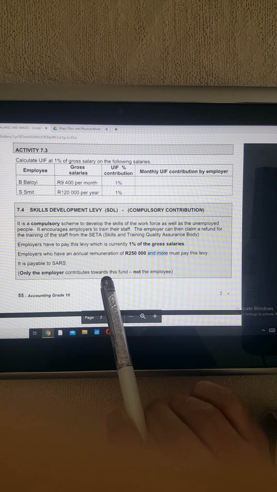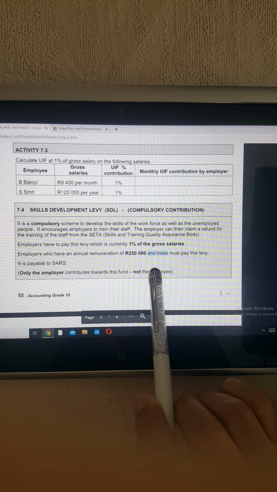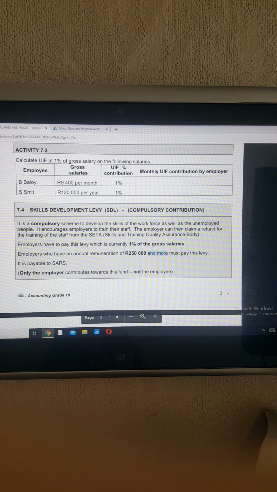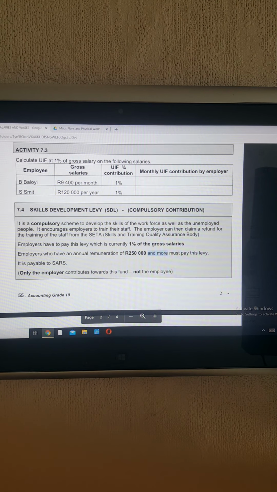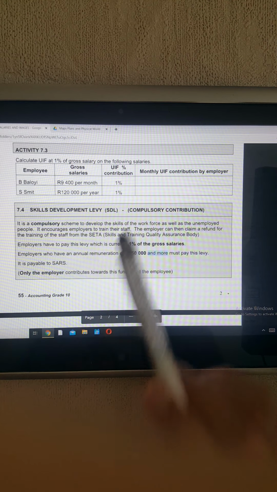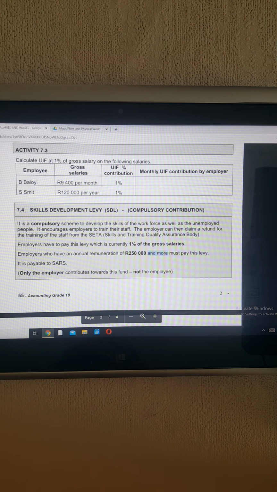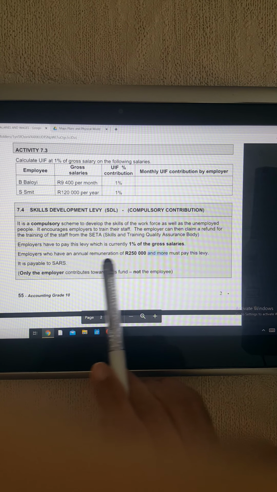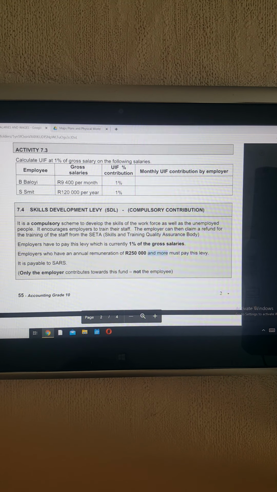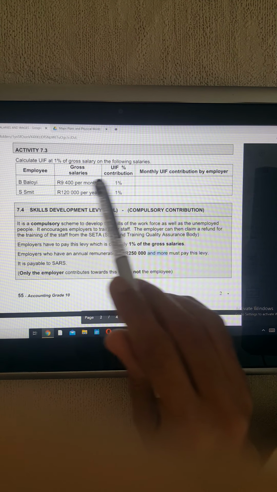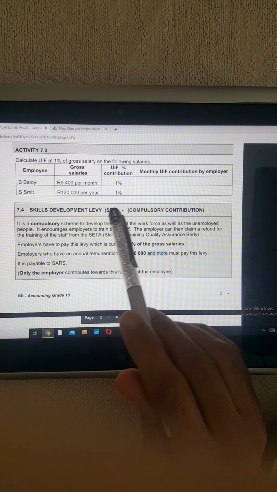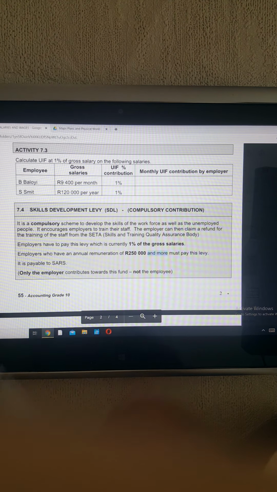Employers who have an annual remuneration of 250,000 rand and more must pay this levy, and it is payable to SARS. Only the employer contributes to this fund, not the employee. Okay, so you need to remember that when you see a skills development levy, they call it SDL. It's compulsory for employers who have an annual remuneration of 250,000 rand and more. So they have to pay 1% of that gross salary as a skills development levy. They pay it over to SARS.